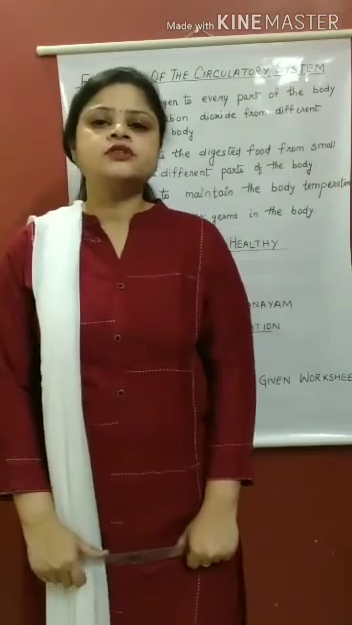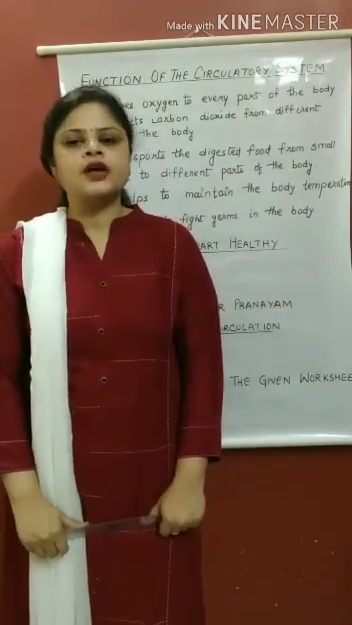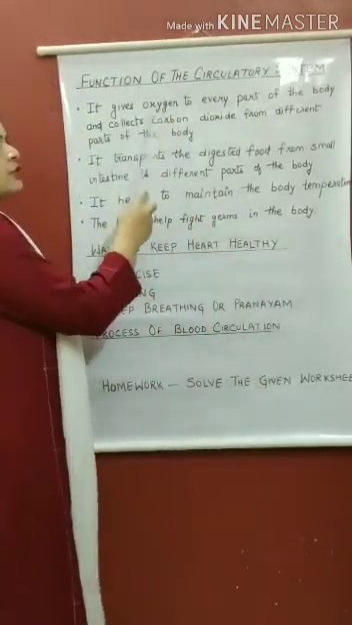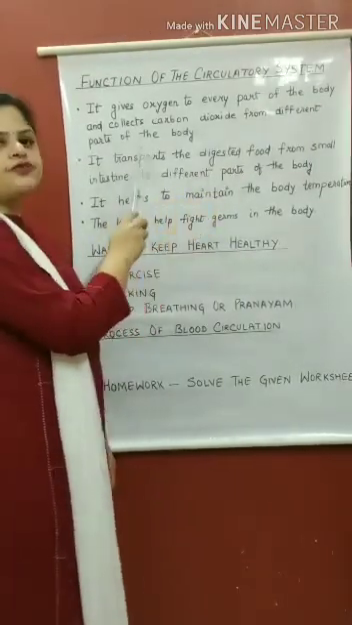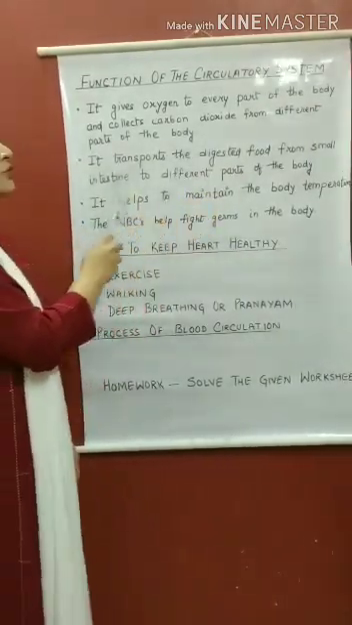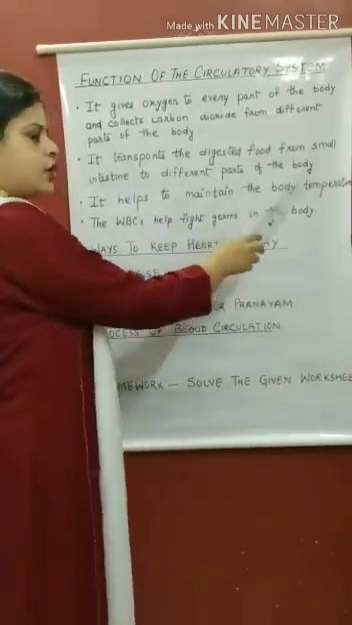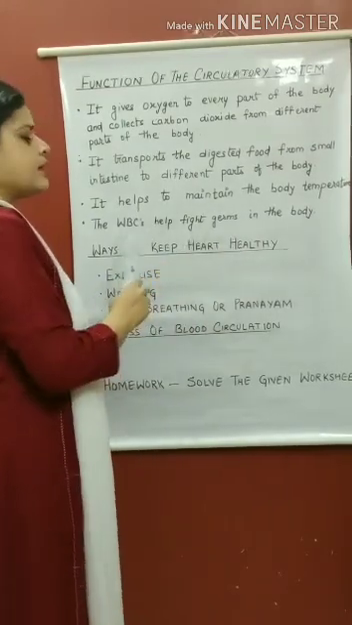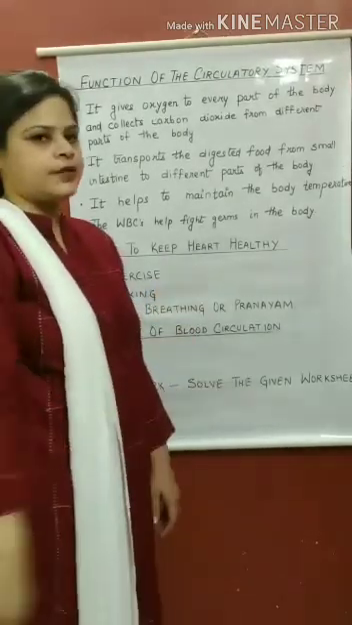The main function of the circulatory system is to transport blood to all parts of the body. The other functions are: it gives oxygen to every part of the body and collects carbon dioxide from different parts of the body. It transports the digested food from the small intestine to different parts of the body. It also helps to maintain the body temperature. And the WBCs present in the blood help in fighting the germs in the body.